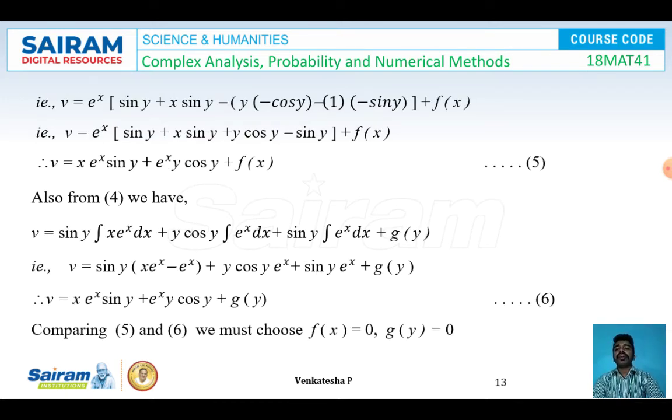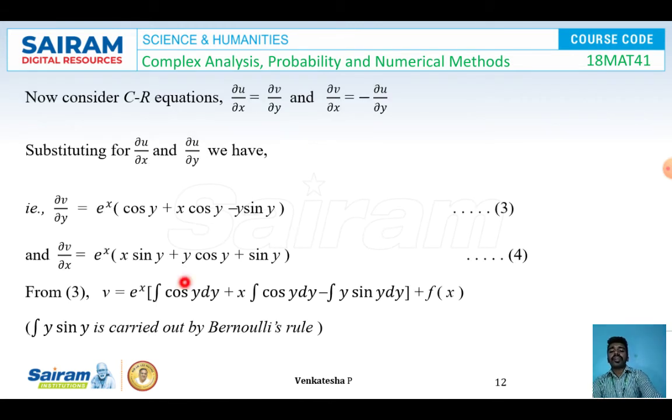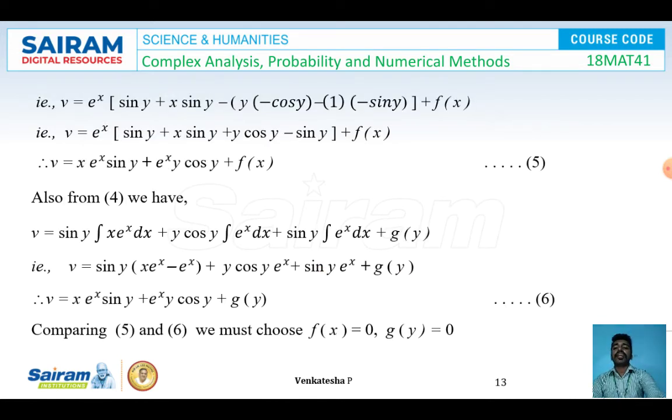So integrating cos y, I got sin y, plus keeping x as it is, integrating cos y, again I got sin y only. Here I'm going to use product rule. Keeping y as it is, integrating sin y, I got minus cos y, minus differentiating y, I got 1, and again integrating sin y will become minus cos y there. So I got the expression like this: e power x sin y plus x sin y minus of y into minus cos y minus of 1 into minus sin y plus f of x.